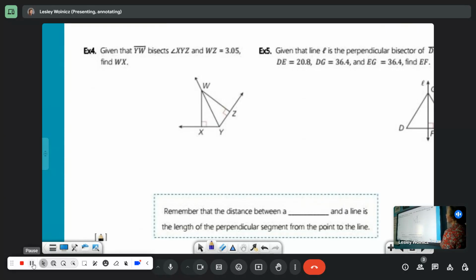Okay, given that YW bisects angle XYZ and WZ is 3.05, find WX.